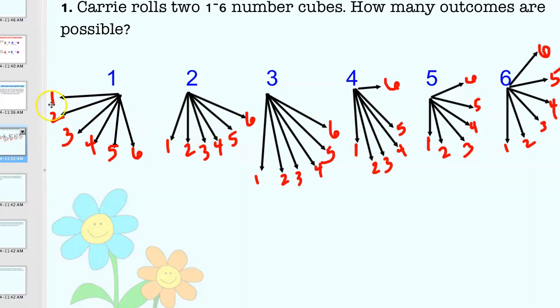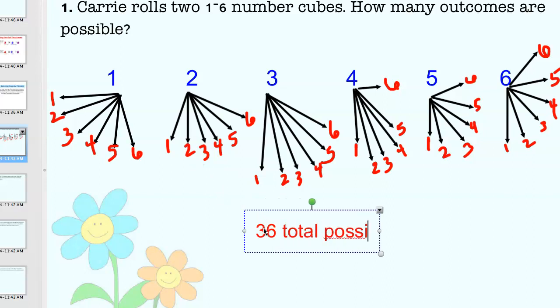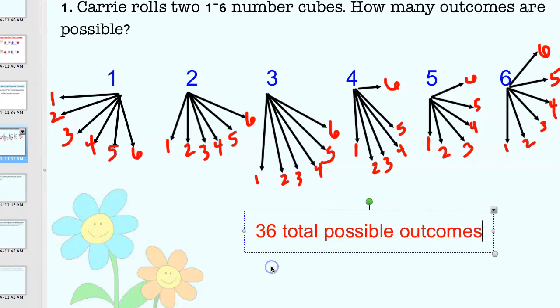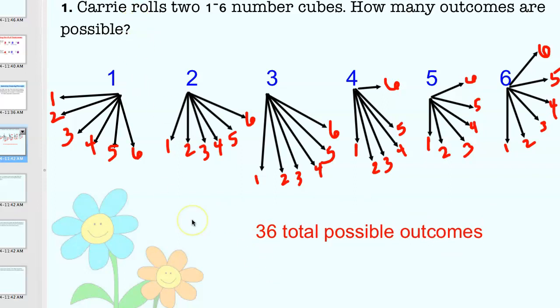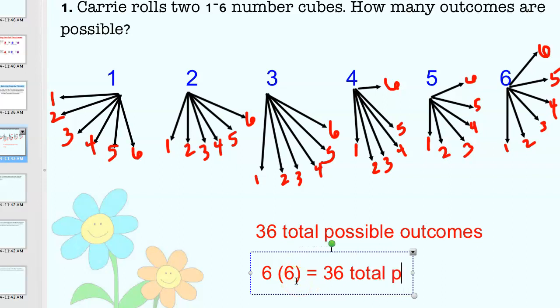If I were to count this, there's 6 outcomes here, 6, 6, 6, 6, 6. This took a lot of work, so I did it ahead of time. That means there are 36 total possible outcomes here. Well, another way of doing that is just to multiply. I have 6 possible outcomes in my first roll, and I have 6 in my second roll. So I just multiplied the 2 together. The number of possible outcomes in your first and the number of possible outcomes in your second, and you get 36 total possible outcomes.